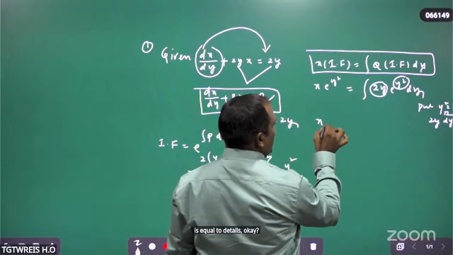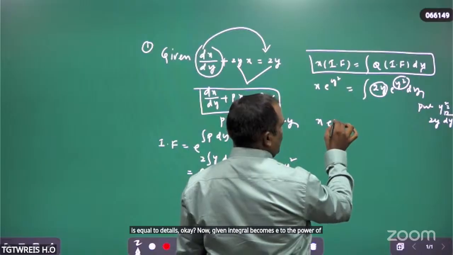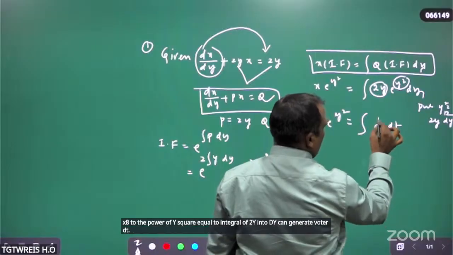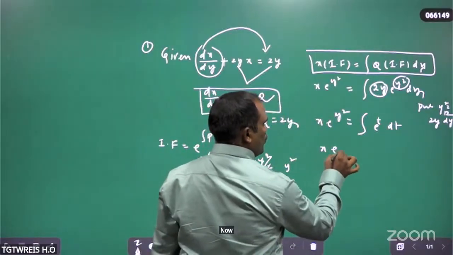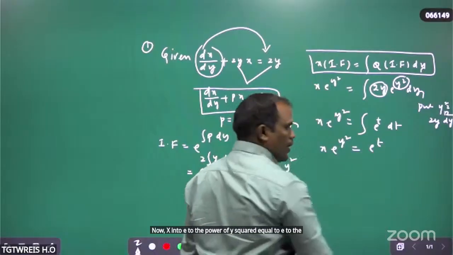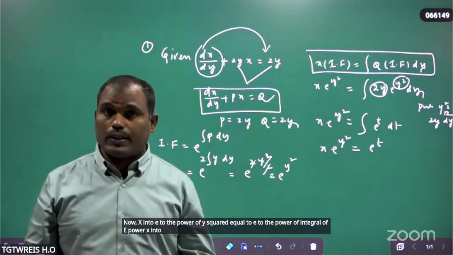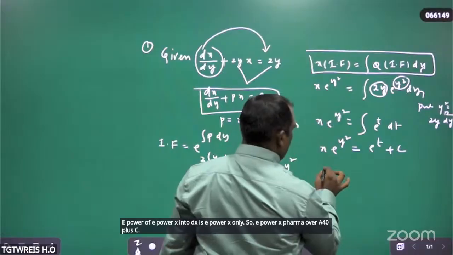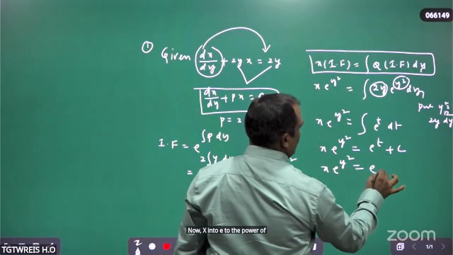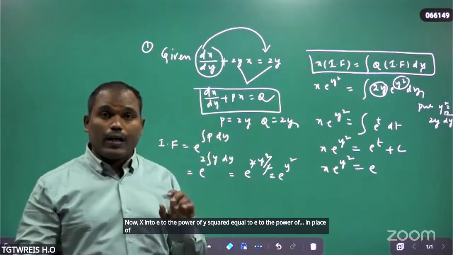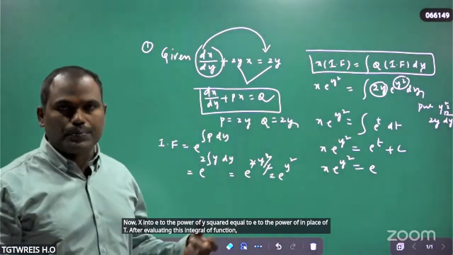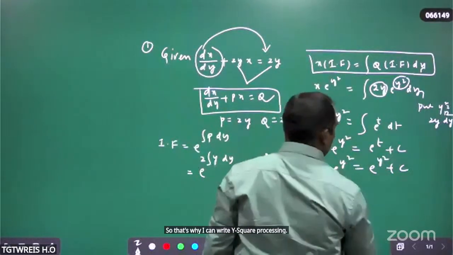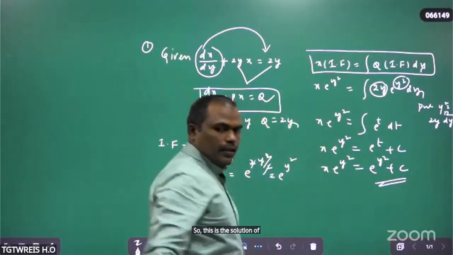Now the given integral becomes x into e to the power of y square equal to integral of 2y dy, which we can write as dt, e to the power of t. The integral of e power t dt is e power t only. So e power t plus c. After evaluating this integral, we substitute back the value of t, which is y square. So x into e to the power of y square equals e to the power of y square plus c. So this is the solution of linear in x.